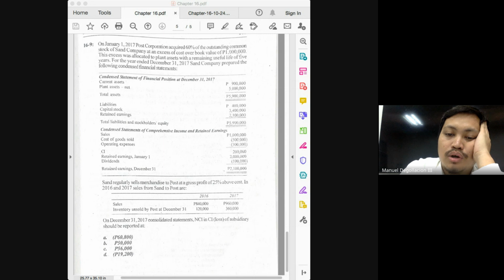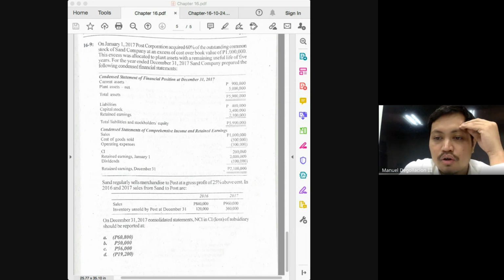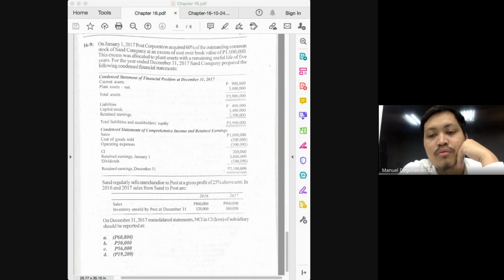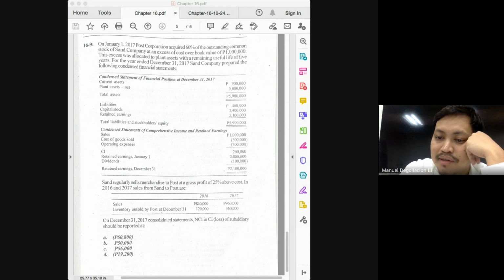288. Is the 288 the markup, class? No, that's the cost. So what do we do to get the markup? Deduct it from 360 or multiply it by 25%. 360 times 25% or 360 minus 288 will give you 72,000. And what is the 72,000? This is now the markup on your ending inventory.